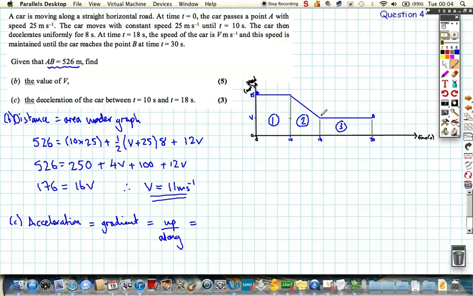Well, actually, it's moved from 25 down to 11. So it's gone down 14 meters per second and the time that elapsed is 8. So minus 14 over 8 is equal to minus 1.75 ms minus 2, getting our units correct. So that's the acceleration between 10 and 18 seconds. Unfortunately, we've got to be very careful here, and it asks us for the deceleration. So the acceleration is minus 1.75 meters per second squared, or ms minus 2. So the deceleration of the car is actually a positive number, because deceleration already takes into account it's getting slower. So deceleration is 1.75 ms minus 2, and this is our answer here.